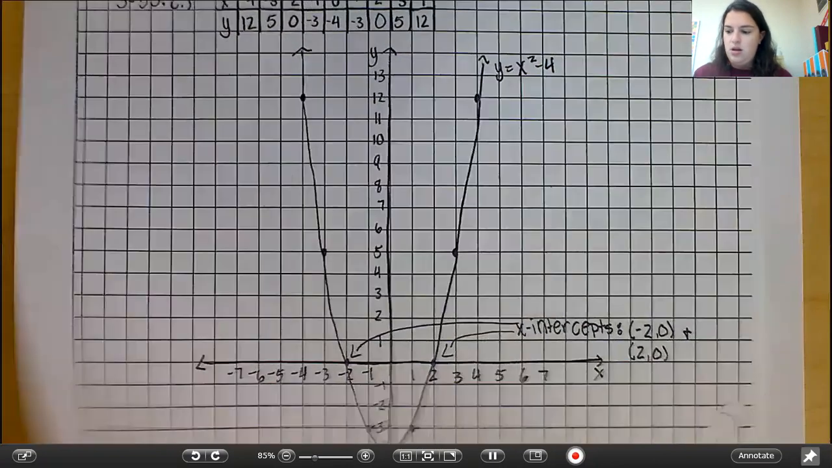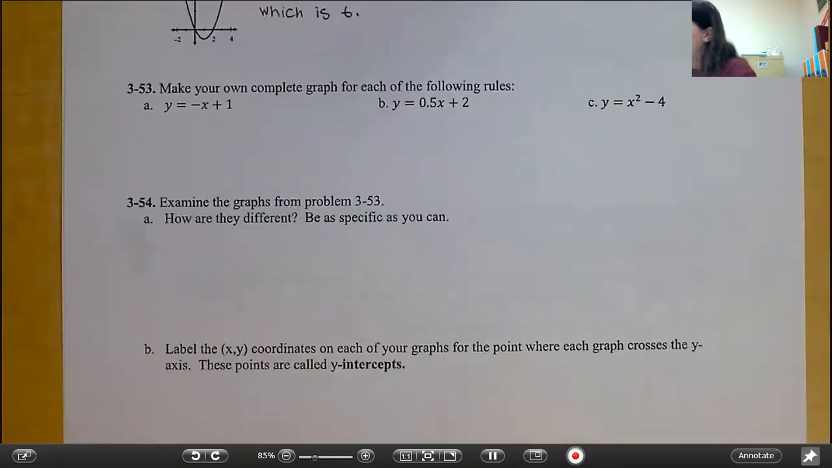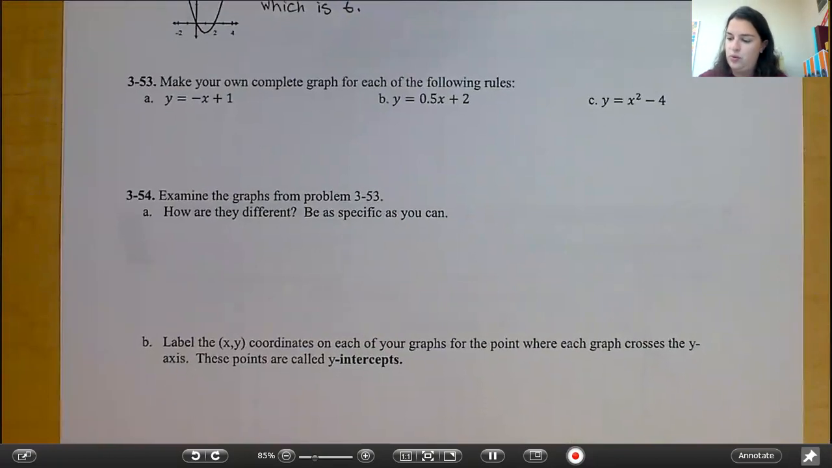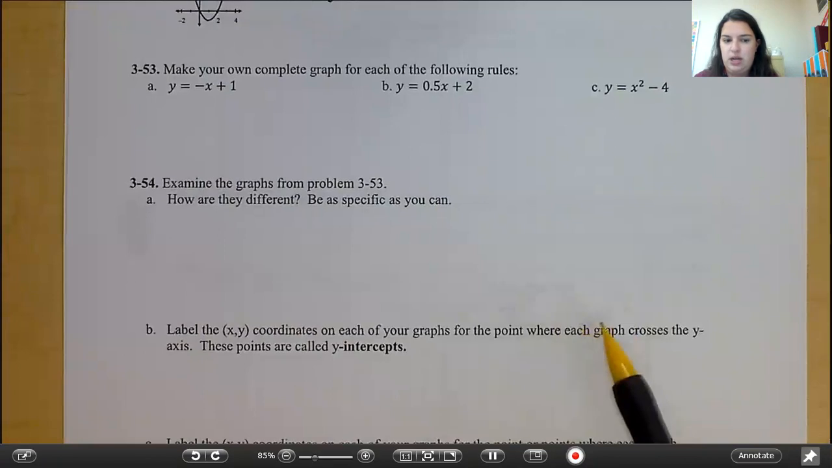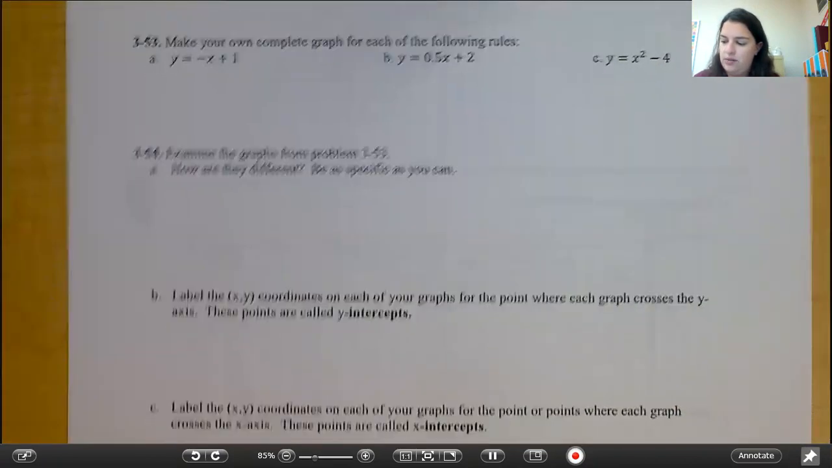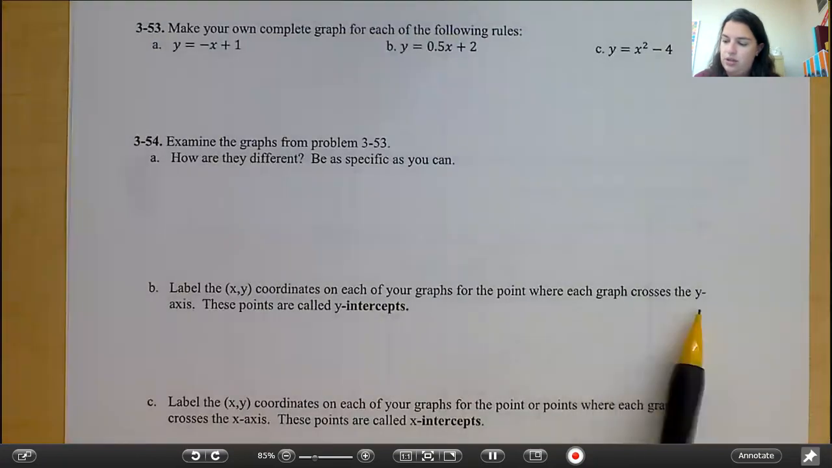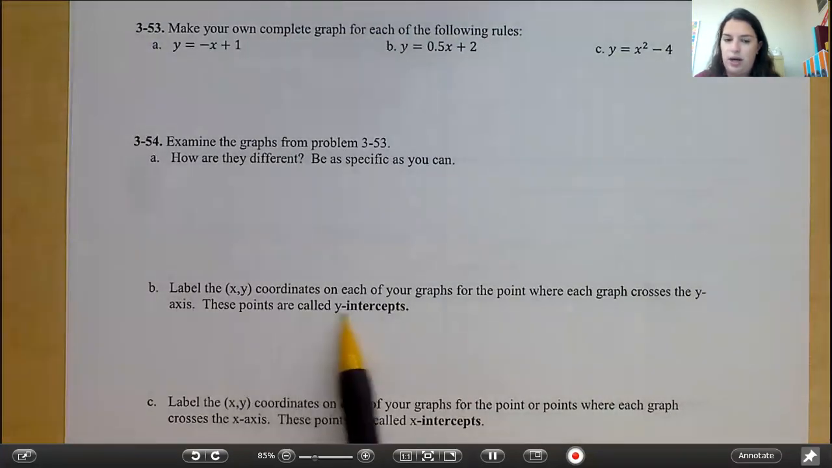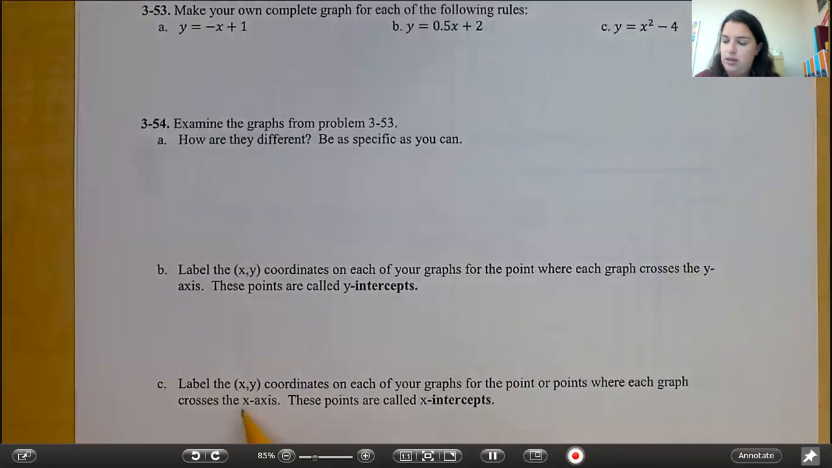Okay? So now, looking at problem 354. 354 says, examine the graphs from problem 353. Part A says, how are they different? Be specific as you can. Part B says, label the XY coordinates on each of your graphs for the point where each graph crosses the y-axis, these points are called y-intercepts. And label the XY coordinates on each of your graphs for the point or points where each graph crosses the x-axis. These points are called x-intercepts.